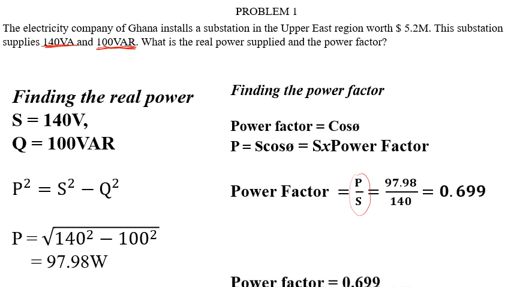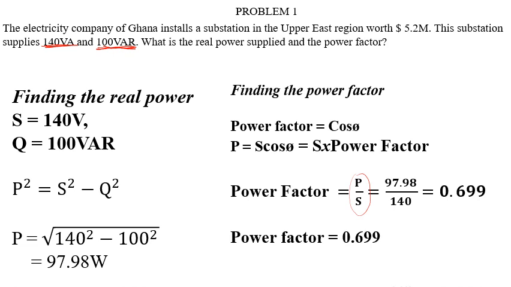So we can just approximate it and say our power factor is equal to 0.699 or 0.7. But it's always safe to leave your answer in decimal places, like at least 4 decimal places. So this is how we simply calculate the power factor. Let us take another example and see how it goes.